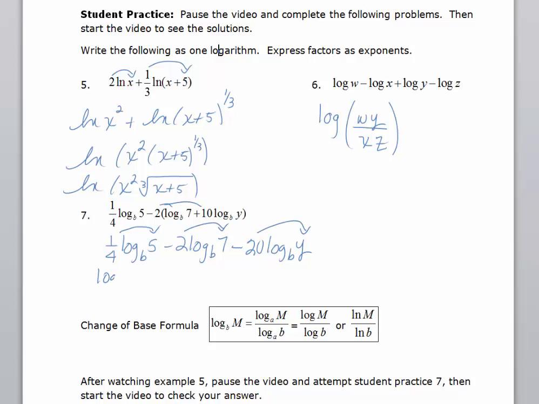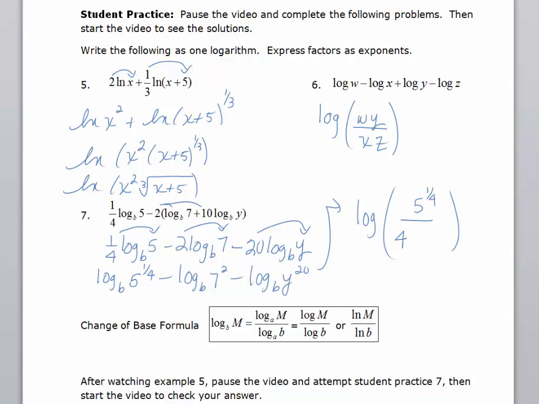So I'm going to have the log base b of 5 to the 1/4 minus the log base b of 7 squared minus the log base b of y to the 20th. We'll come up here and rewrite this as one log. Again, we've got the 5 to the 1/4 is with a positive log, the other two are negative logs, so the 7 squared, which would be 49, so we get 49 y to the 20th.